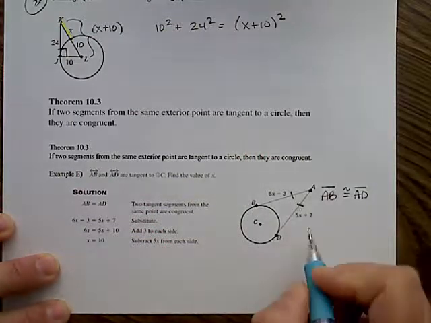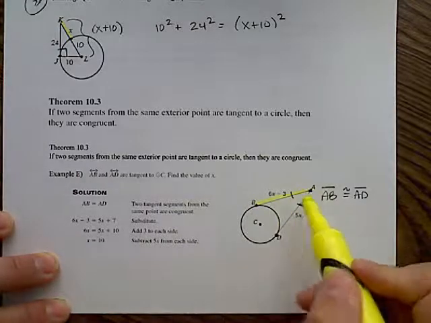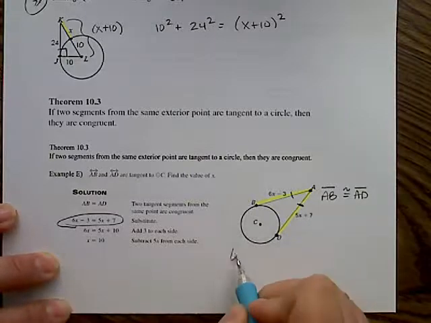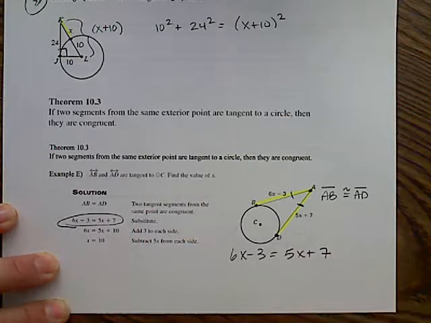So 6x minus 3 is the same as 5x plus 7. And that allows us to create this equation over here that we can use to then solve for x. 6x minus 3 equals 5x plus 7. And we can solve that for x. And we end up with x equals 10.